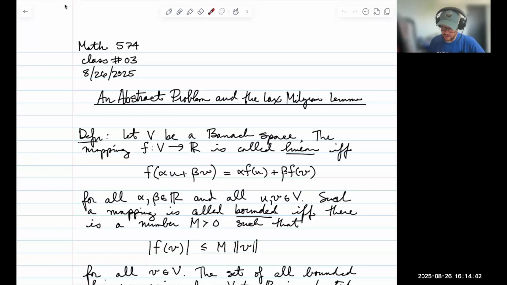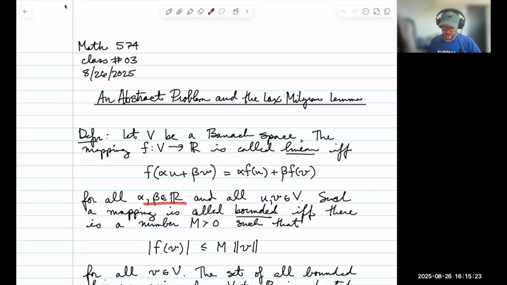This function is called linear, kind of obviously, if and only if it's what we mean usually by linear. F of alpha u plus beta v is equal to alpha f of u plus beta f of v, for all alpha and beta, those are what we call scalars for our Banach space. And by the way, all our Banach spaces and Hilbert spaces and all of our spaces that we'll consider are all going to be what we call real spaces, or spaces over the field of real numbers.